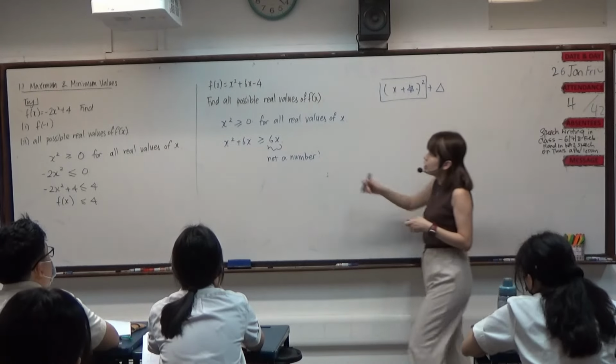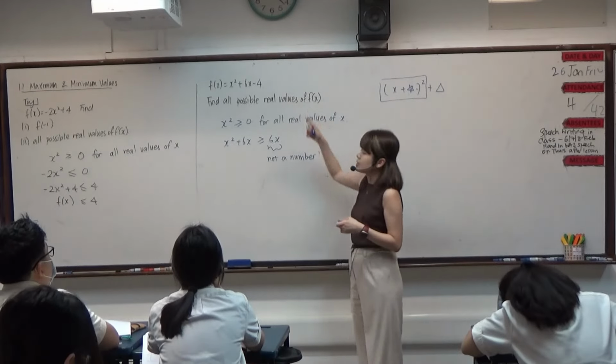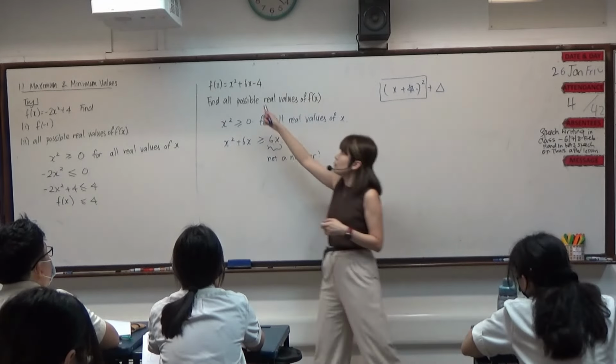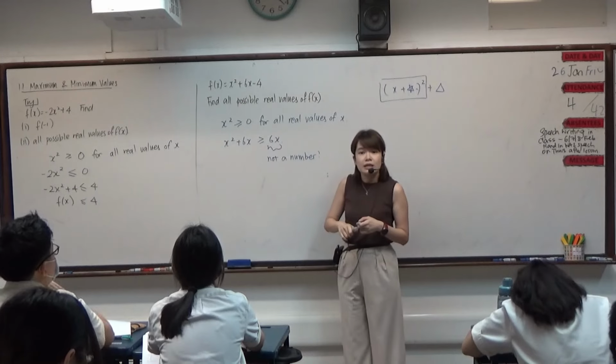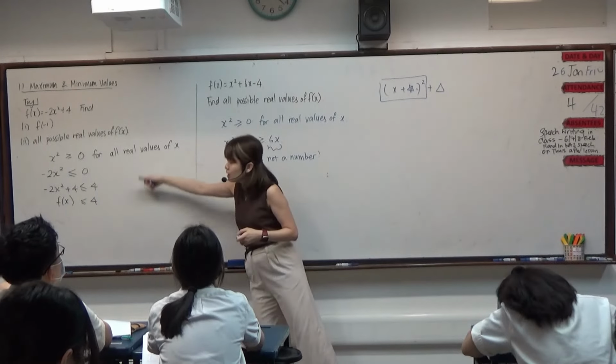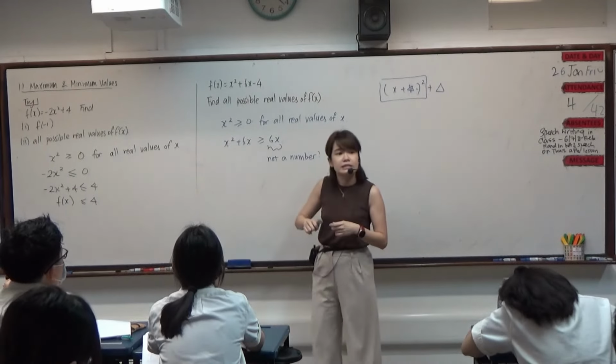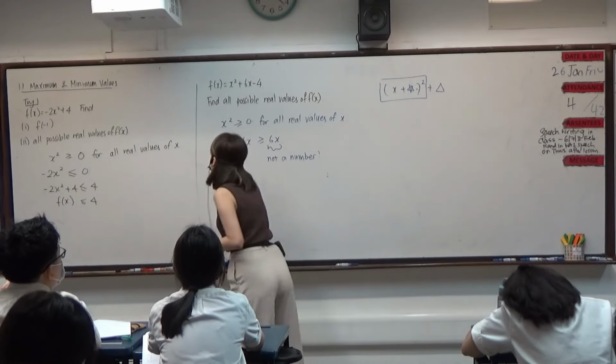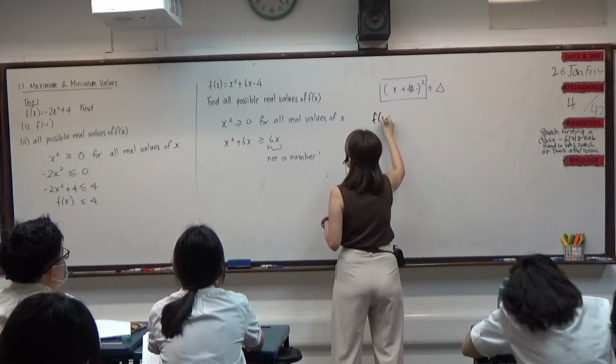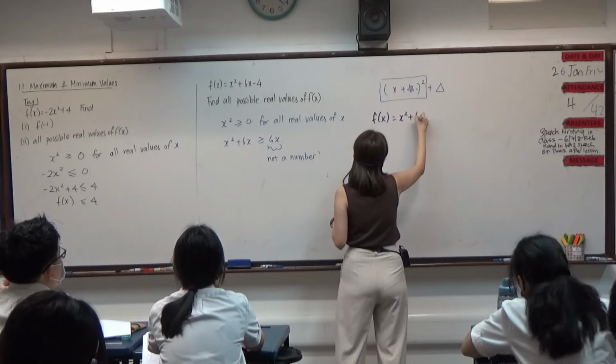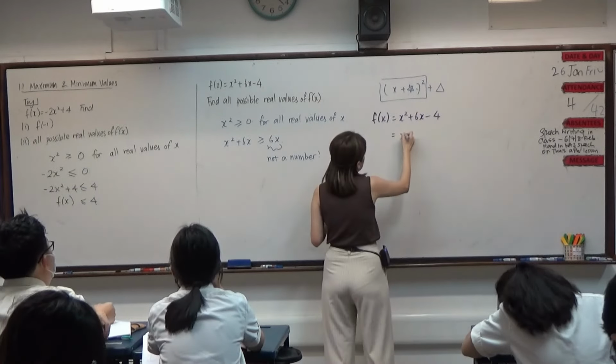Okay? So in order to find out the possible real values of this, we need to do our completing the square. Then we can proceed with a process that's similar to this. Okay, so doing our completing the square.